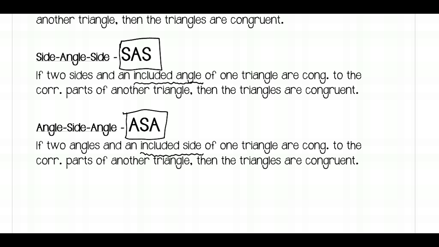So go ahead and move on to video 2. We'll look at some very basic examples, just looking at tick marks to decide if, based on what's given in the picture, we can prove the triangles are congruent, and if we can, which method we can use.